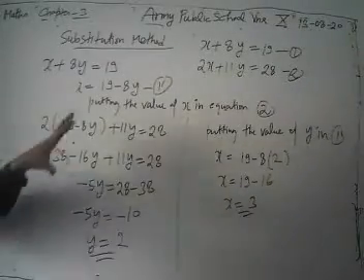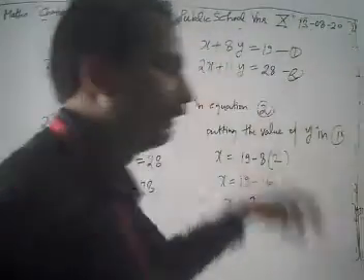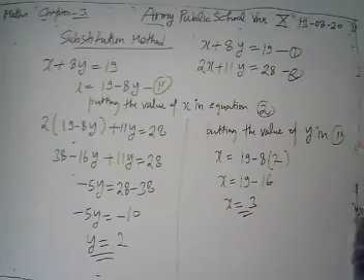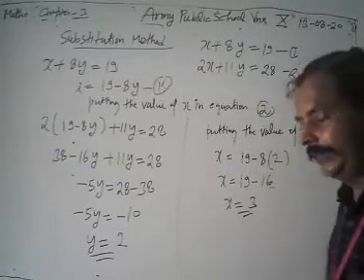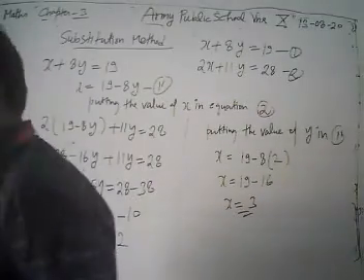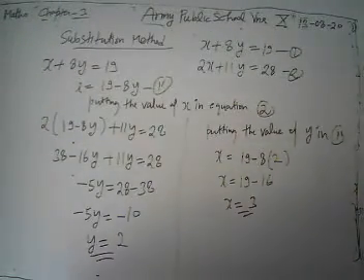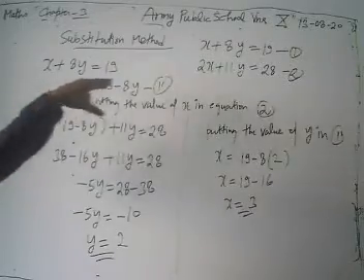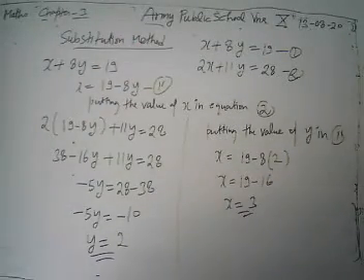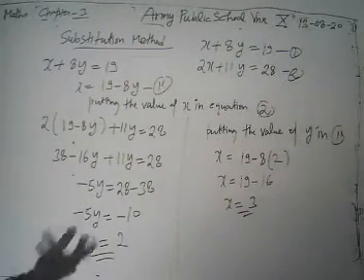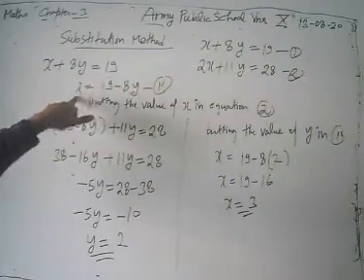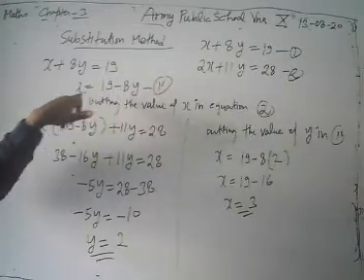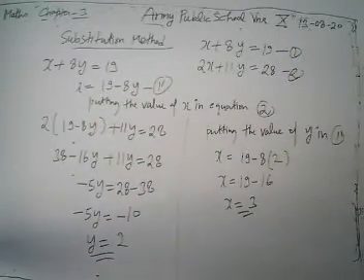Then again, we have to solve these equations by the substitution method: x plus 8y is equal to 19 and 2x plus 11y equal to 28. Again, I am going to revise. We have only 3 steps. In the first step, we express any variable in terms of the other variable. From the first equation, we express x in terms of y. We have x equal to 19 minus 8y.